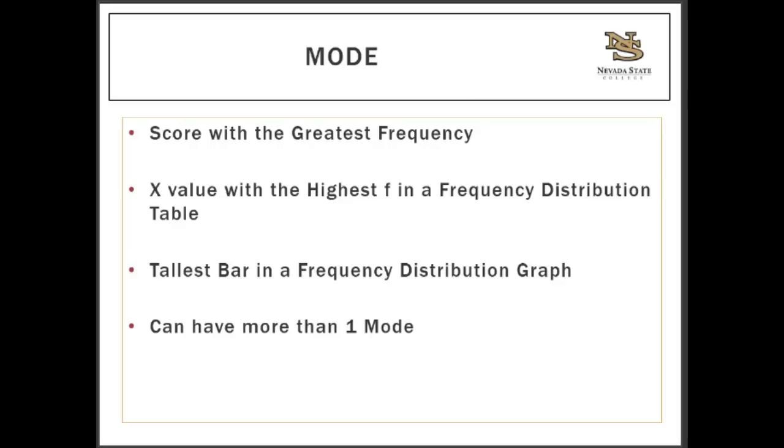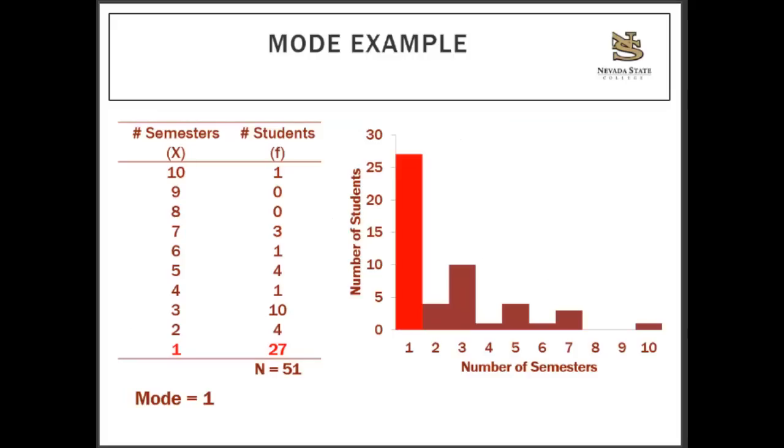Keeping in mind that you can have more than one mode or more than one value that occurs more frequently than all the others. Or most of the others, I guess, if there's multiples. Okay, so here's an example of what I just told you, how to locate the mode. So if you're looking at the frequency distribution table, simply look in the f column, find the highest number or numbers, and then look for what value, what score those frequencies correspond to.